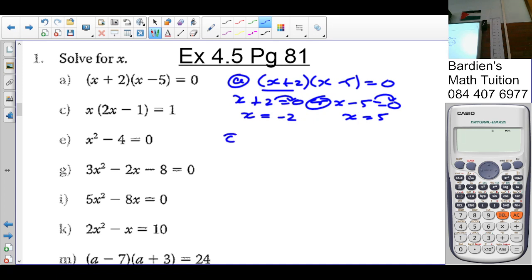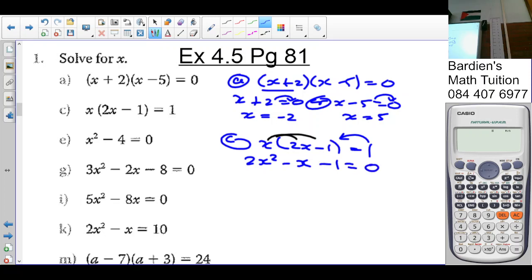B, C, you got x into 2x minus 1 is equal to 1. What needs to be done first? Multiply out, get rid of the brackets. So we're going to get 2x squared, x times negative 1 is negative x, minus 1 is equal to 0. There we got it in standard form now. So we have a trinomial. What are the factors on the line?